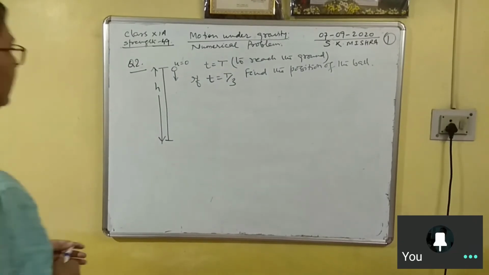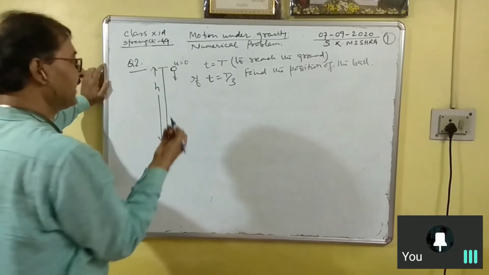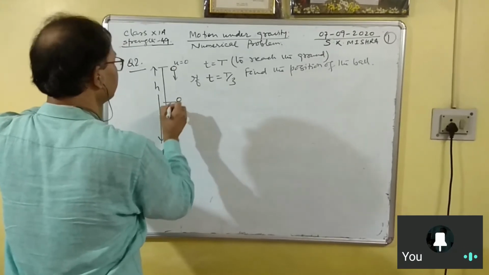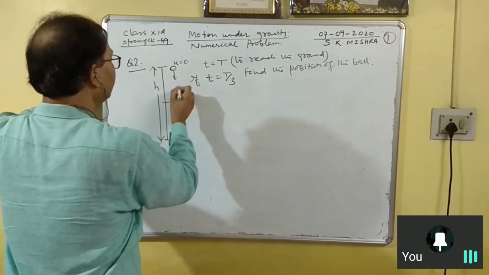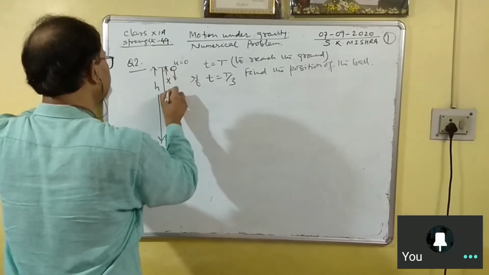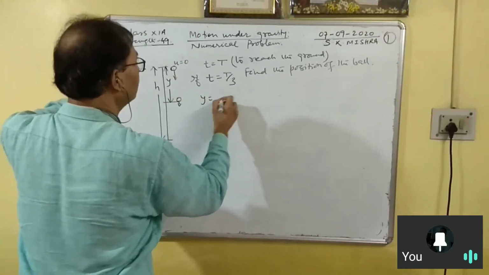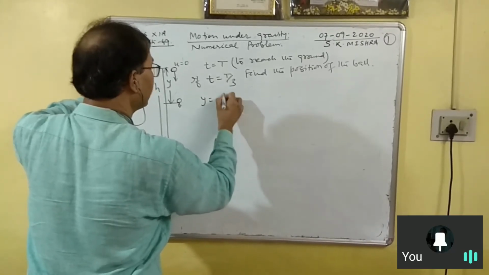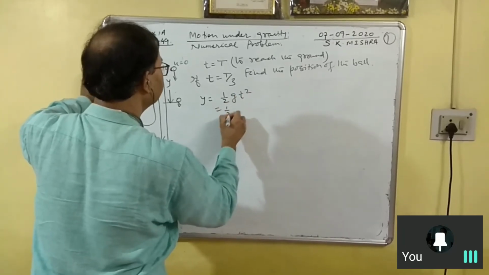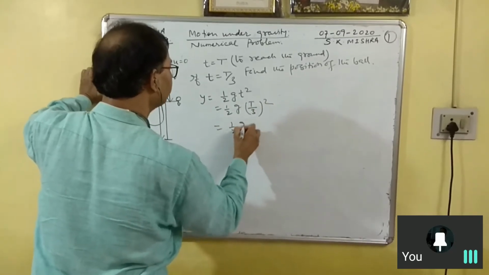So the correct answer is 8h by 9. Why is it 8h by 9? You have to find the position of the ball. Suppose the ball reaches this position in time interval t by 3 seconds. Then this height, you may consider it as x or y, let's take y. Then y is equal to ut plus half g t square. Here t is t by 3, so this is half g t square by 9.